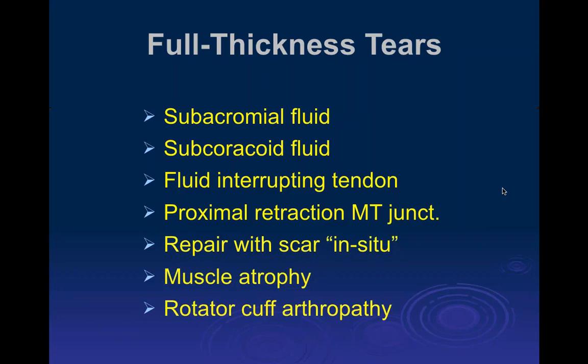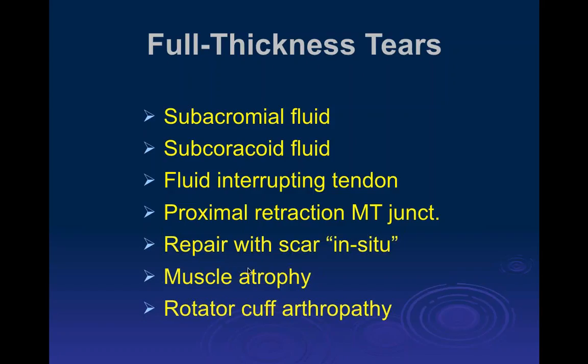All right. Okay. Now, so let's go on to full thickness tears. Those are various types of partial thickness tears. There are a number of things that we can look for in looking for full thickness tears. We can see if there's fluid that goes into the subacromial bursa. We look for fluid in the subcoracoid bursa, which most of the time communicates with the subacromial bursa and not the joint space, unless there's a tear. If we see fluid interrupting the tendon, if we see proximal retraction of the musculotendinous junction, these are two things we just saw in that last case.